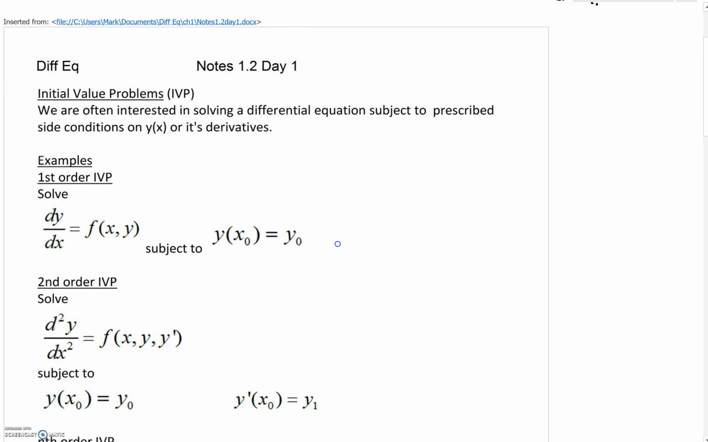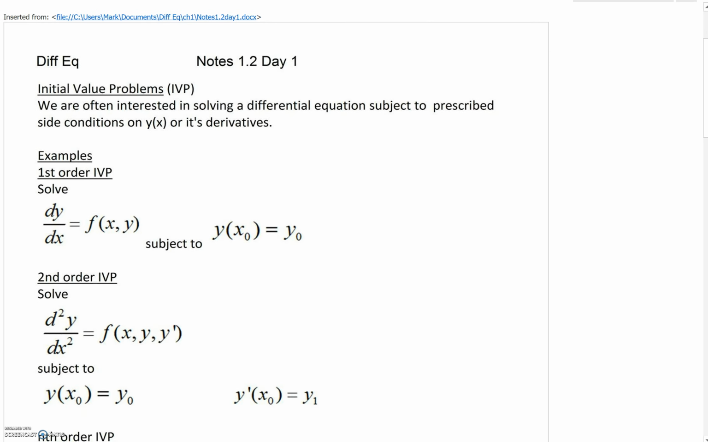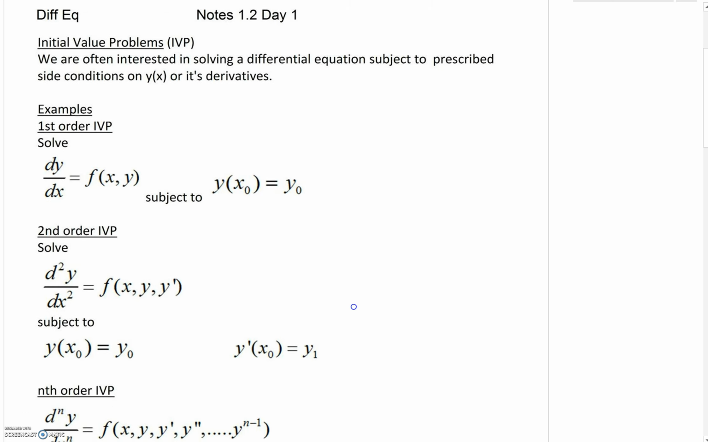That's a new component. So initial value problems, if it sounds familiar, you've done them before. We are often interested in solving a differential equation subject to prescribed side conditions on y of x or its derivatives. So, for example, you might be asked to solve dy/dx equal to some function, and you are given an initial condition. You're given that when x is a certain value, y is a certain value. What will that allow you to do? Well, it will allow you to find what a constant would equal.